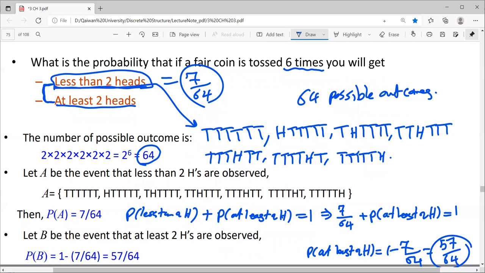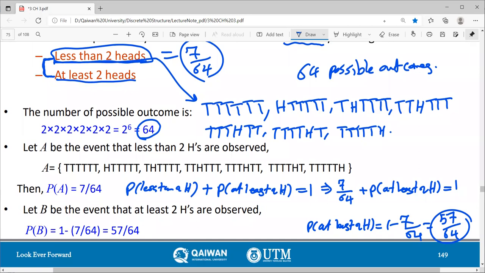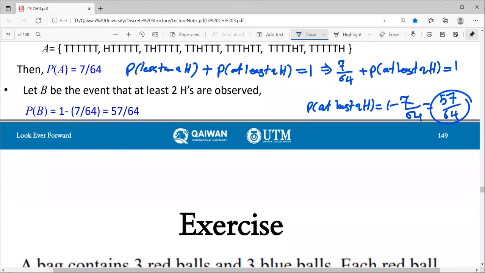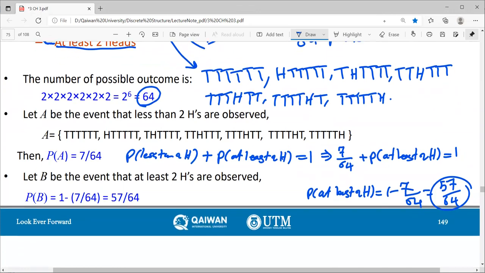You can even find it by writing down all the sample space members, but it takes too much time here. You would have to write down 57 possible outcomes for rolling the coins 6 times. So this way it's easy to find the probability of at least 2 heads. And it's done.